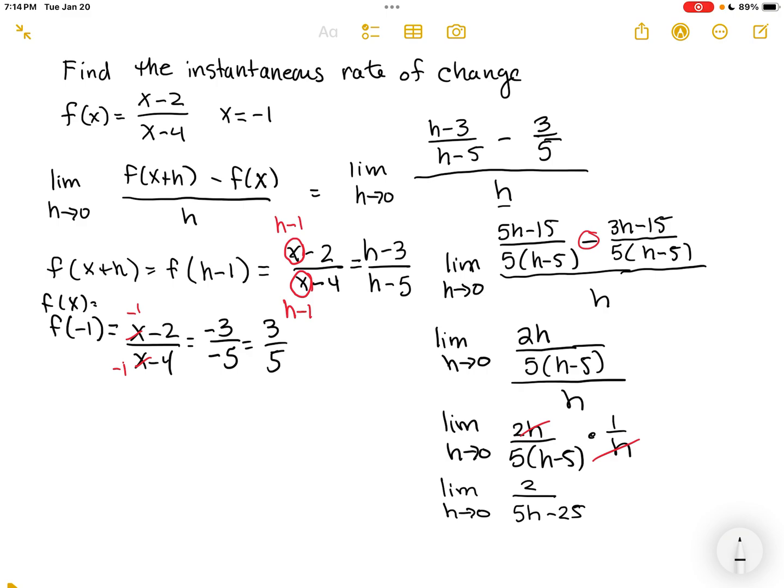Now we can plug in 0, because now I'm not worried about getting an expression that's undefined. If I plug in 0 for h, I have in the denominator 5 times 0 minus 25, which leaves me with negative 25 in the denominator, and then a 2 in the numerator. So the answer, the instantaneous rate of change specifically at x equals negative 1, is 2 over negative 25.